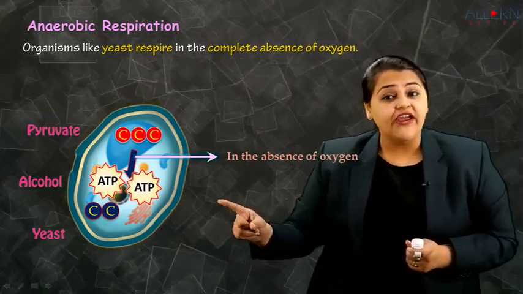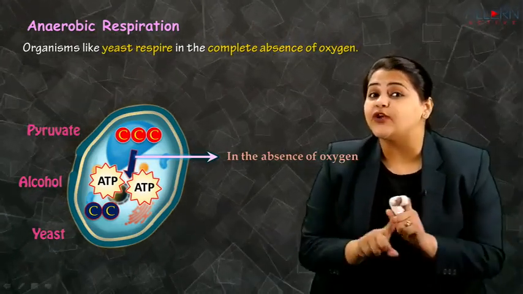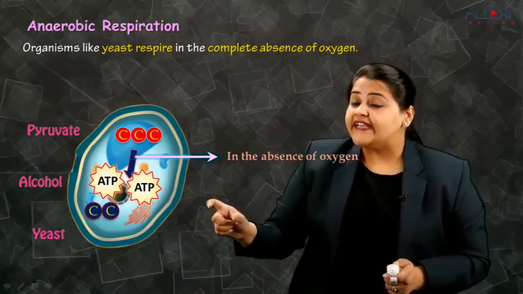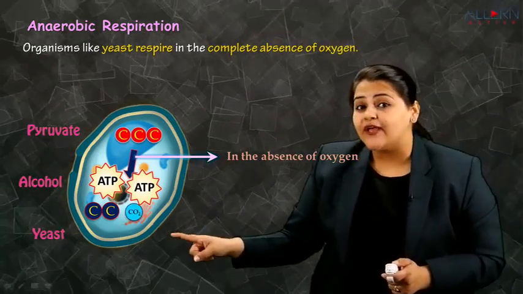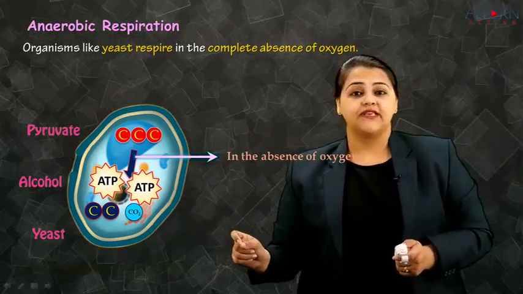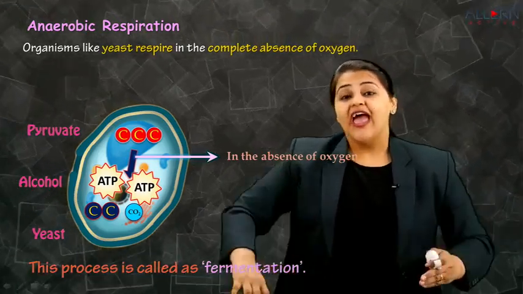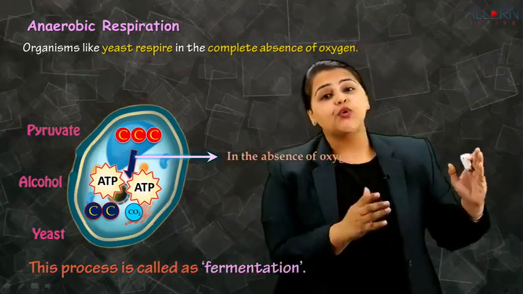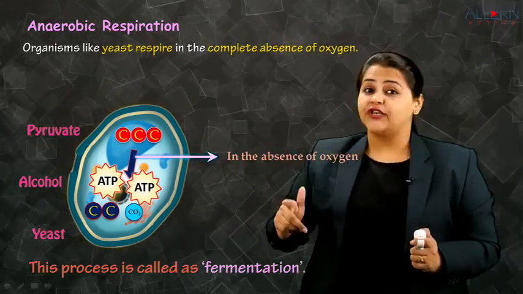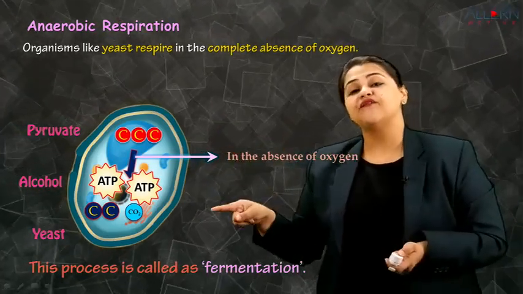As a result of which this pyruvate is going to break down into alcohol and not acetyl coenzyme A. So this alcohol, when it is being produced, is also going to release carbon dioxide, and less amounts of ATP will be released. This process is called fermentation, in which your glucose is being broken down in the absence of oxygen into alcohol and carbon dioxide, and less amounts of energy is produced.